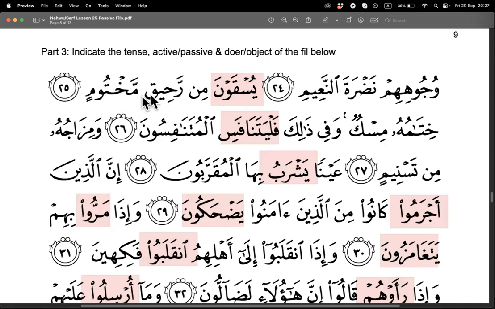So the whole thing, this jar majrur must be muta'alliq to something. This is a jumlah fi'liyah or jumlah ismiyah from yusqawna? Yusqawna is jumlah fi'liyah. Yes, so this min rahiqim makhtum will be muta'alliq bil fi'il. Very good. Next one, here: khitamuhu. What do we have here? Khitamuhu, it will be mudaf, mudafun ilaih. What is the status of the mudaf?